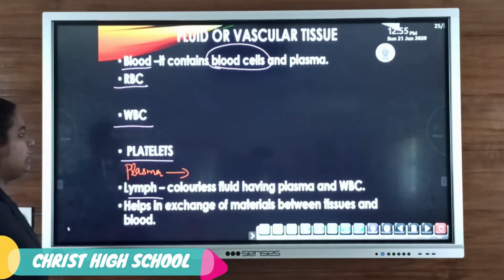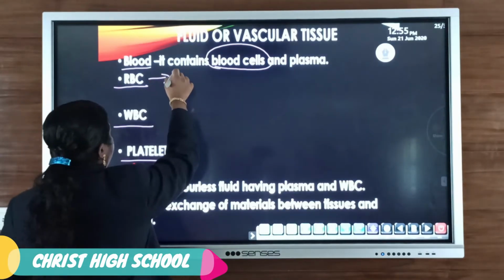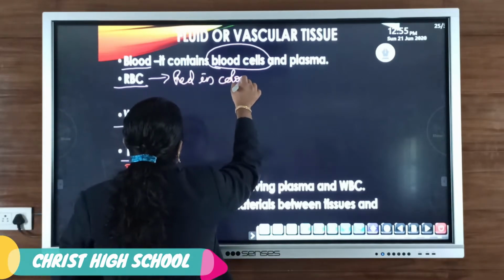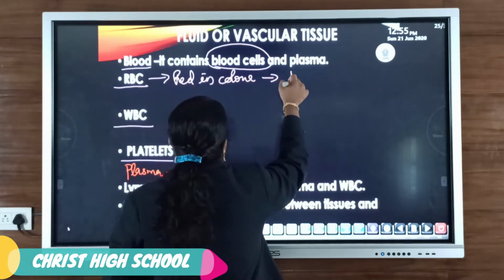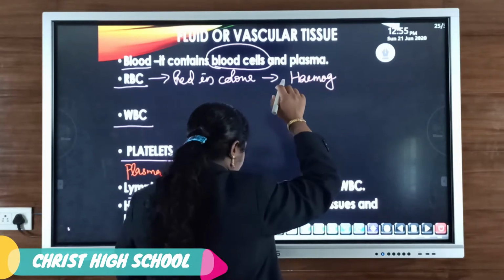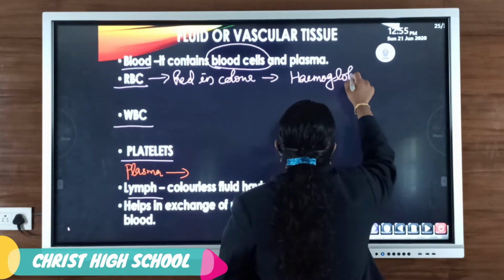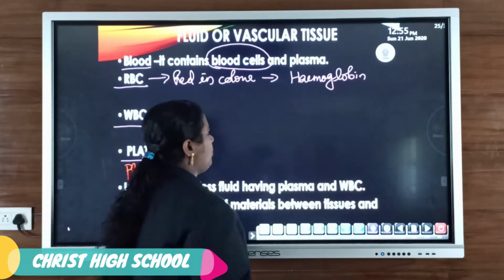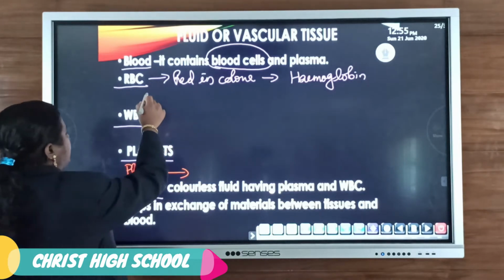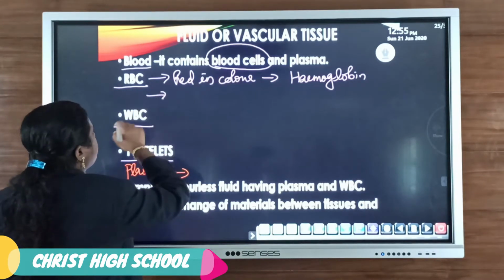So RBC, red blood cells, are red in color due to the presence of a red colored pigment known as hemoglobin in it.